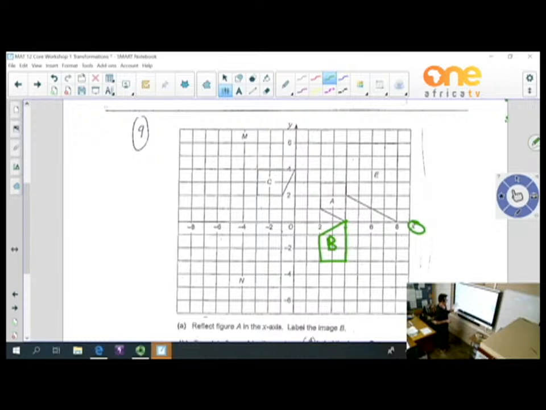Then they say translate figure A by the vector 4, -4 and label it D. Now 4, -4, this is the vector 4, -4. So from a specific point, let's take this one now. I go 1, 2, 3, 4 right, 1, 2, 3, 4 down because it's negative. Once you've got the first point, it's again very, very easy. You can plot all the points.